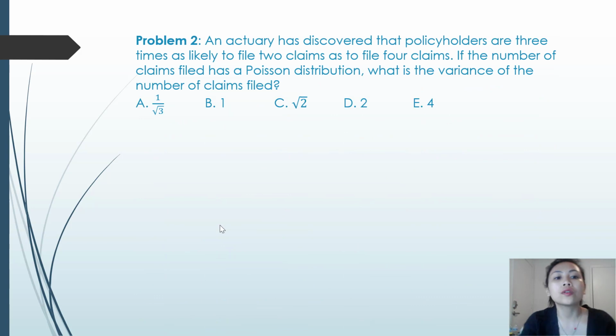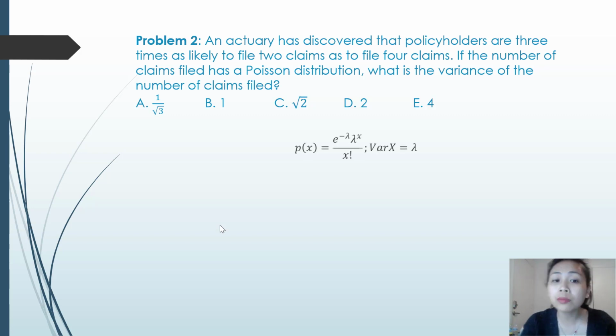So now we are going to problem number 2. An actuary has discovered that policyholders are 3 times as likely to file 2 claims as to file 4 claims. If the number of claims filed has a Poisson distribution, what is the variance of the number of claims filed?